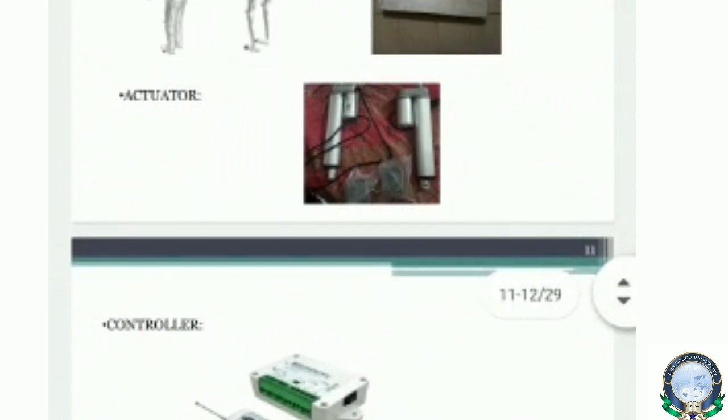Then we have controller. The actuator controller is a wireless remote control for linear actuator electric motor. It is a forward reverse controller which enables the linear actuator moving forward and backward. The remote control comes along with a forward reverse controller that enables distance controlling. A control forward turn in one leg and a reverse turn in another.